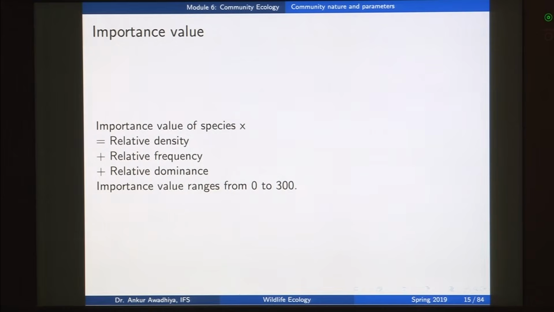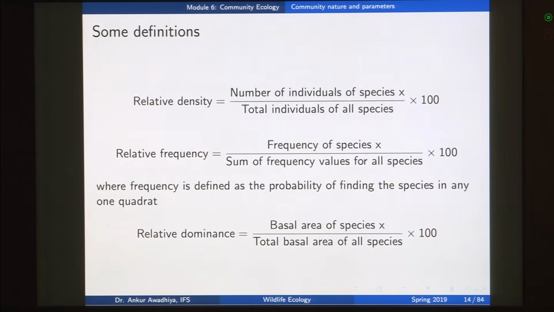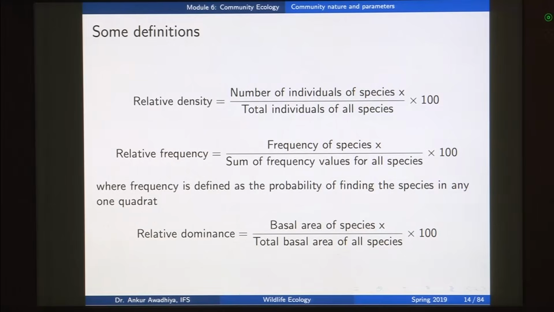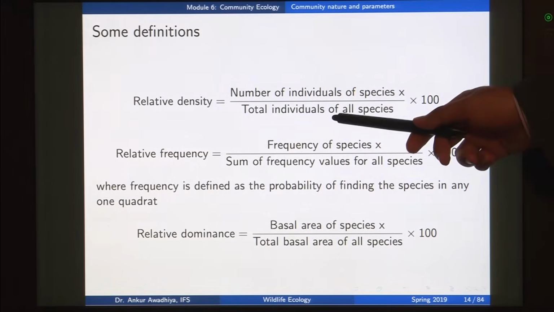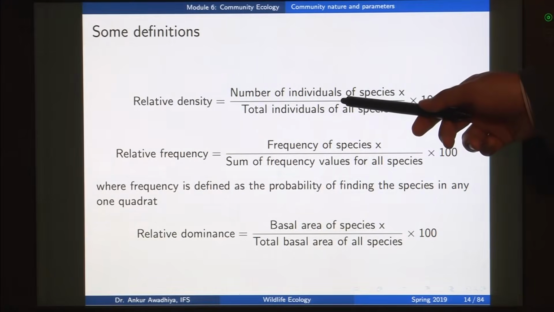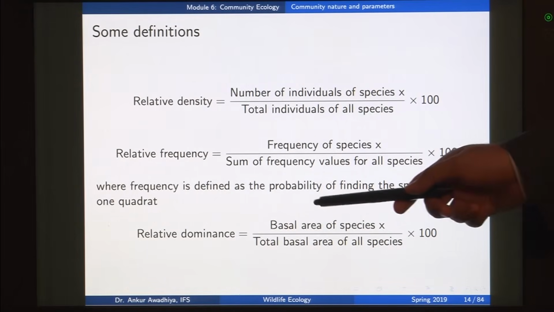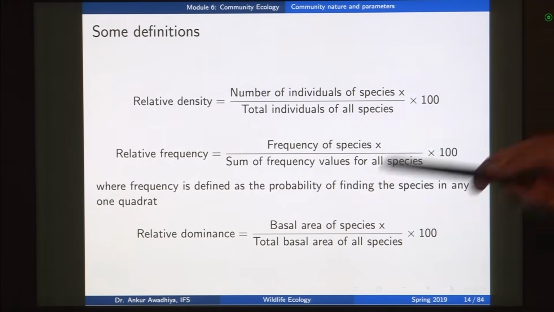Now, in all these three we can see that the maximum values can be 100%. Suppose there is a community in which you only have one species. So, in that case you only have species X. So, total individuals and the number of individuals here is equal. So, you have a value of 100%. Similarly, the maximum value of relative frequency is 100% and the maximum value of relative dominance again is 100%.